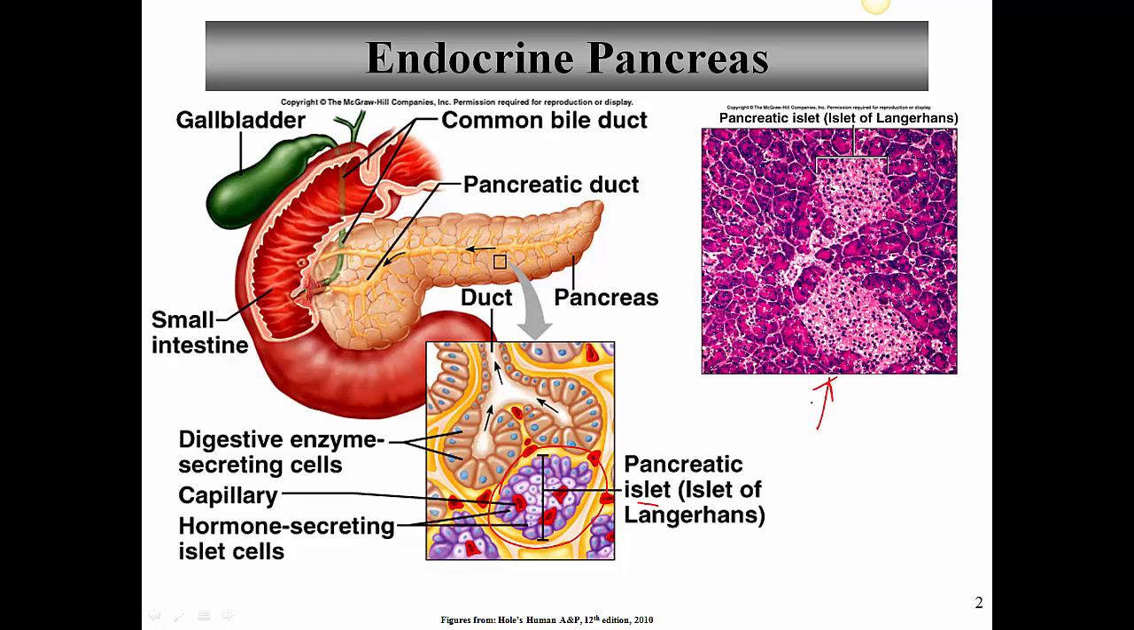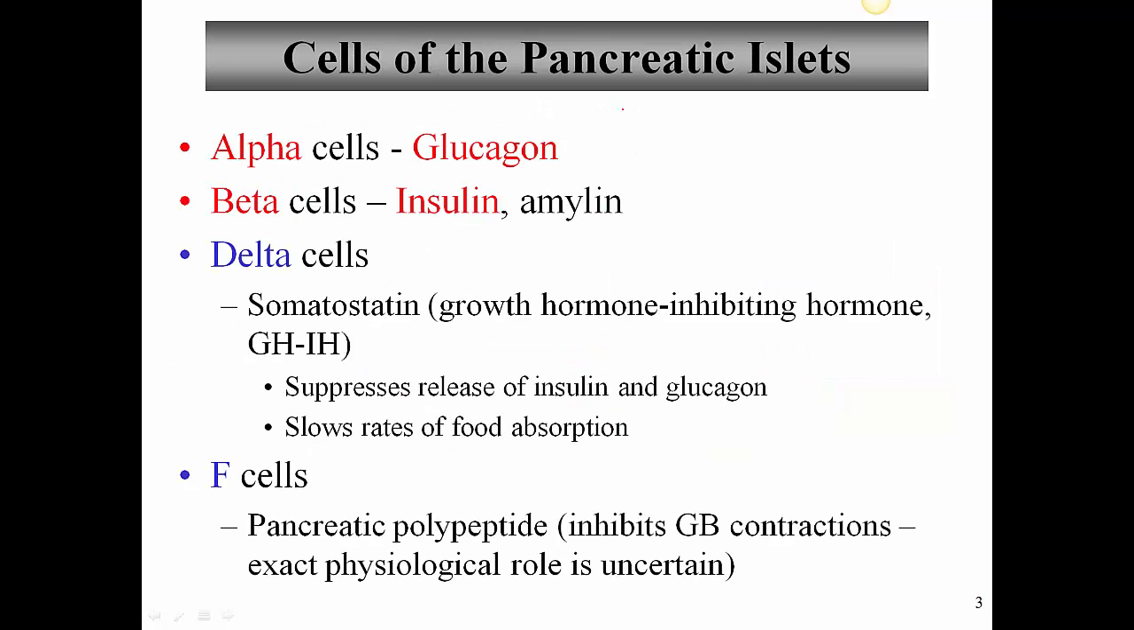You can see a light micrograph of this section of the pancreas as well, with the islets being the lighter staining cells here, the enzyme secreting cells being the darker ones that you see here. Now, in terms of what the endocrine pancreas secretes, the two major hormones that we're going to be concerned with are glucagon and insulin. It does secrete a few other things, including somatostatin, which we've talked about earlier, as well as something called pancreatic polypeptide. We're going to really focus our attention primarily on glucagon and insulin. Glucagon is secreted by the alpha cells of the pancreas, while insulin is secreted by the beta cells.